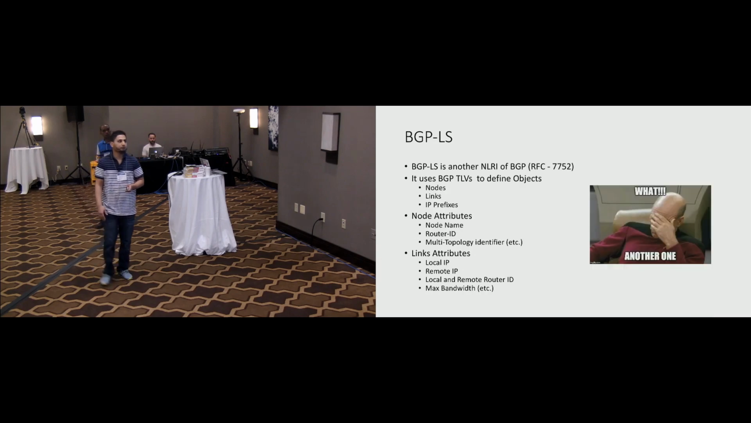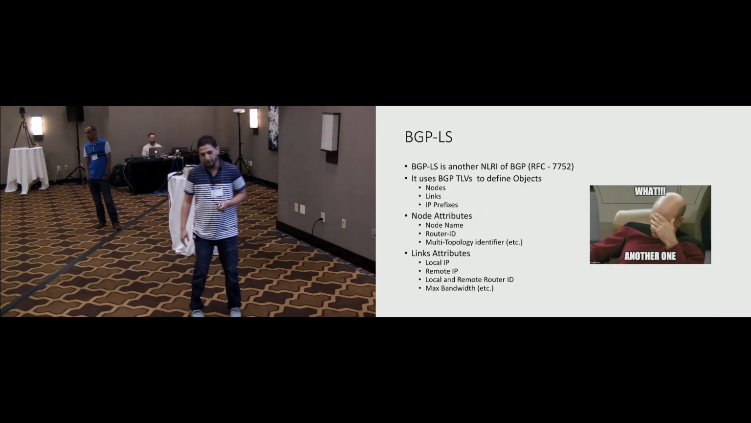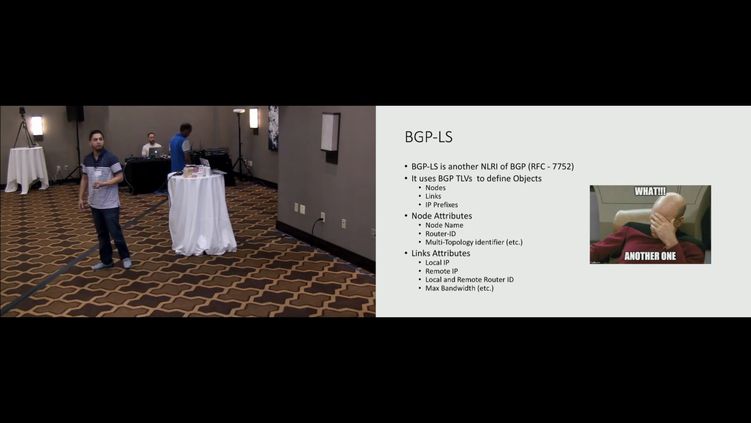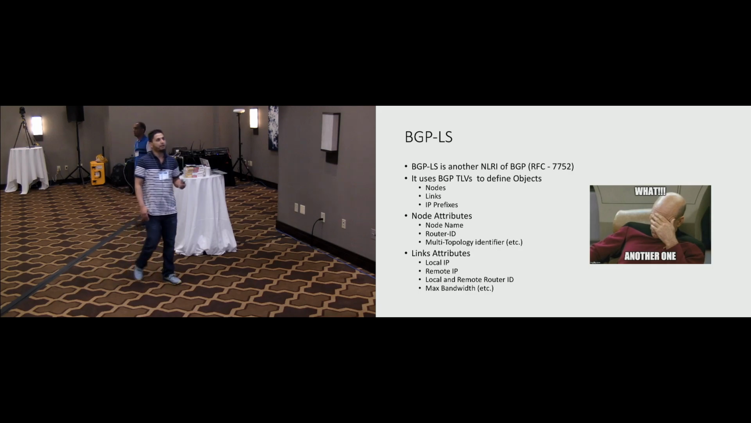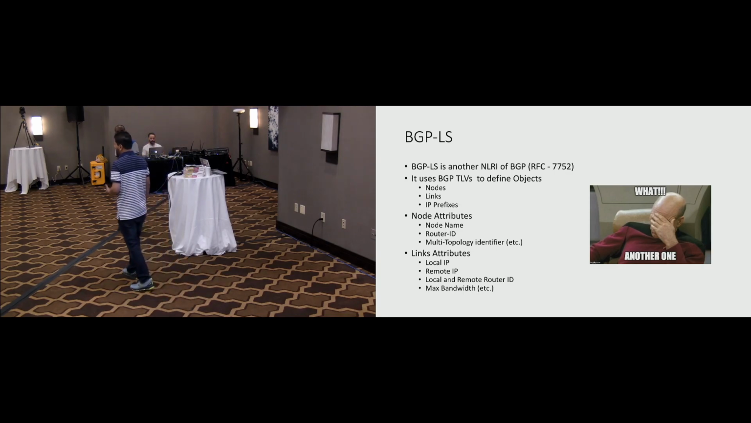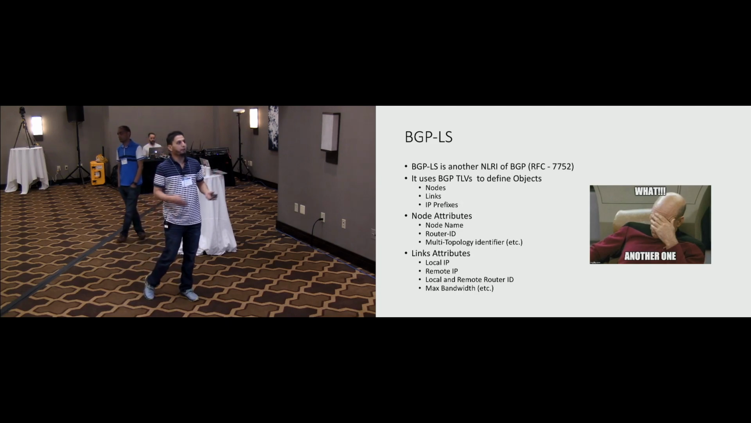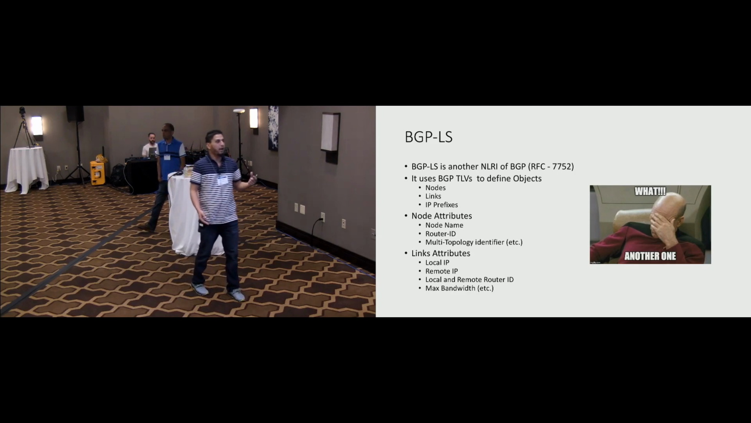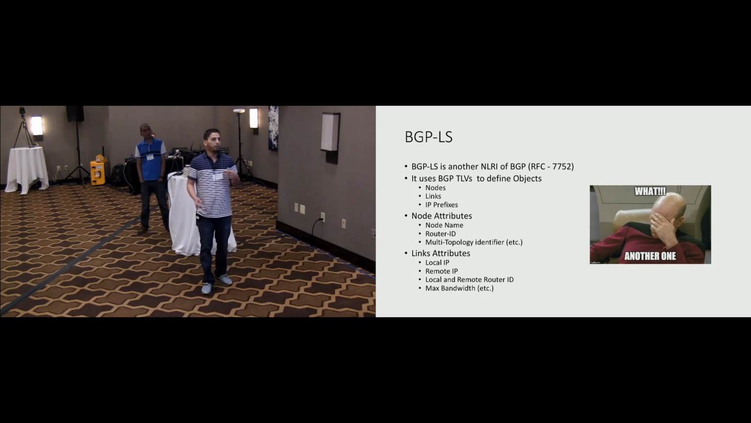Okay, cool. So BGP-LS. What is BGP-LS? BGP-LS is basically another NLRI of BGP, defined in RFC 7752. What it does is use BGP TLV fields to define objects, like nodes, links, and IP prefixes. And then it uses a new type of BGP path attribute to define attributes. It's a non-transitive optional attribute to define attributes of all these objects. So a node attribute can define node name, router ID, multiple topology identifier. A link attribute can define local IP, remote IP, local and remote router ID, and the bandwidth available on that particular link.